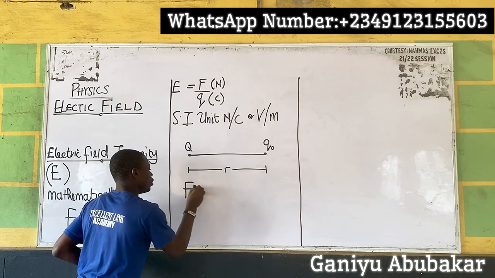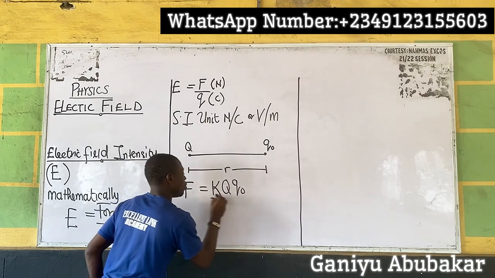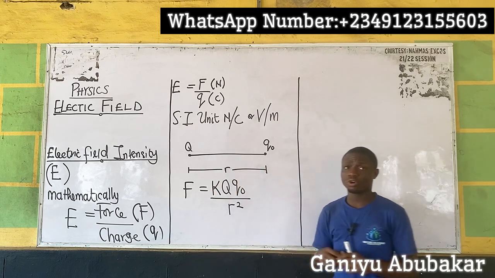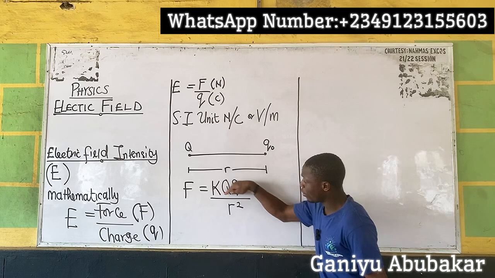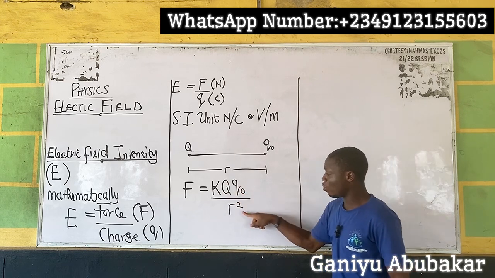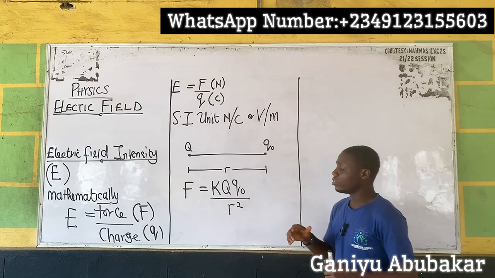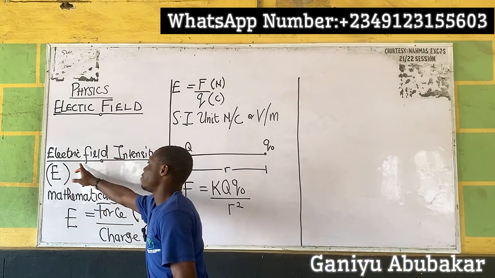F is equal to k q q naught all over r squared. Right, from Coulomb's law, F equals k q q naught all over r squared. So this becomes the format of Coulomb's law when it comes to electric field intensity.